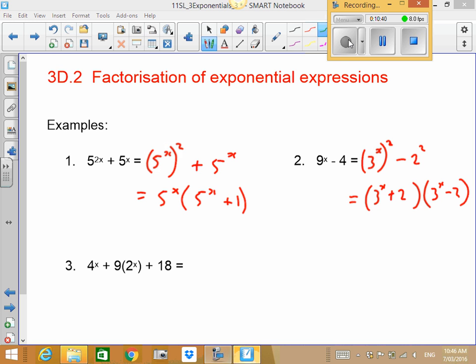Remember, a difference of squares has the form a squared minus b squared, which equals a plus b times a minus b. Here a is the 3 to the power of x, and b is the 2.